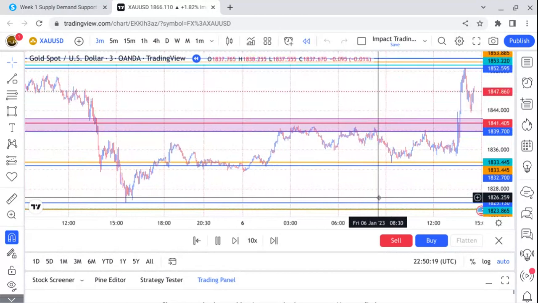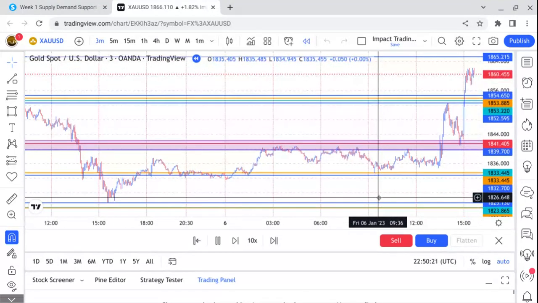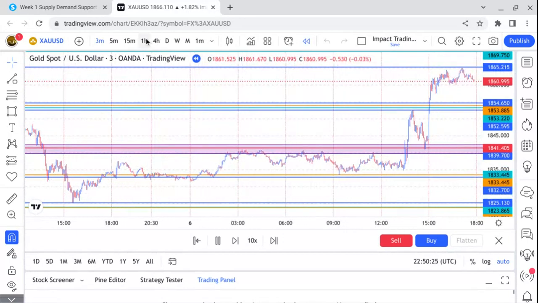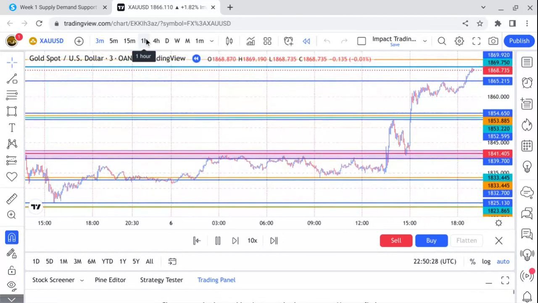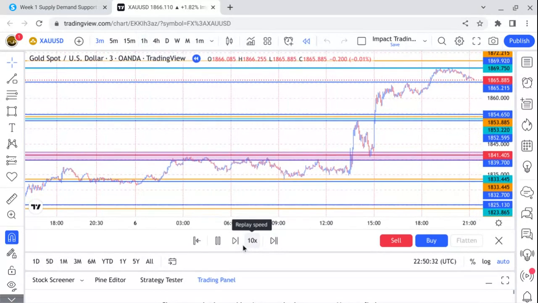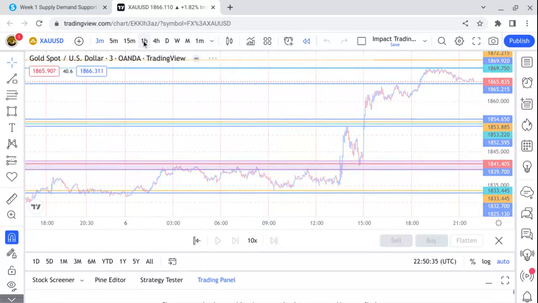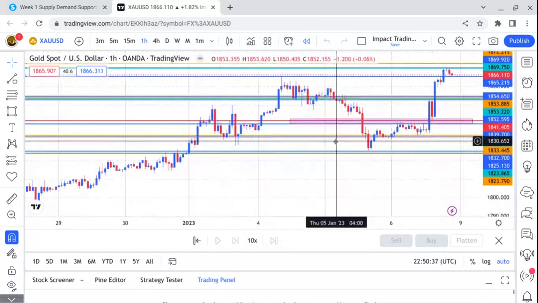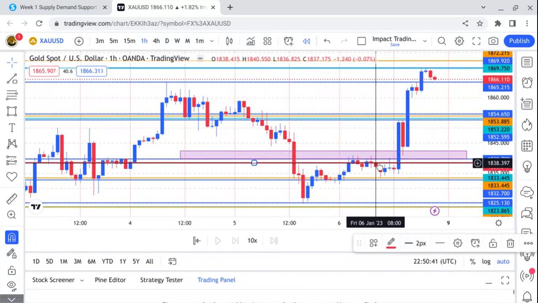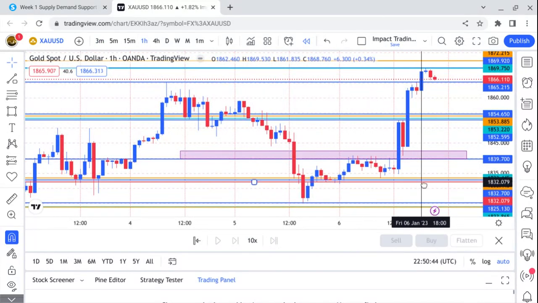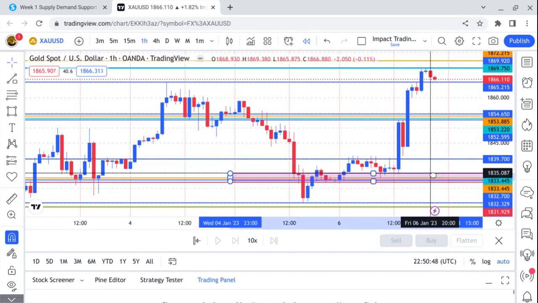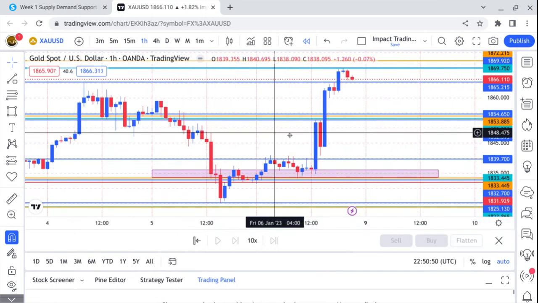Now, price did not go down in the New York session. What did price do in the New York session? In the New York session, we would place a stop loss here. In the New York session, now remember, we drew these lines.